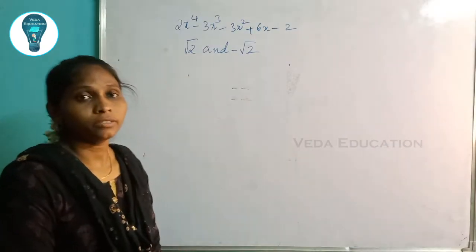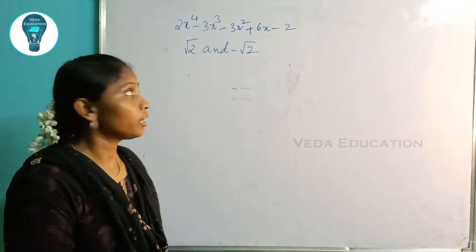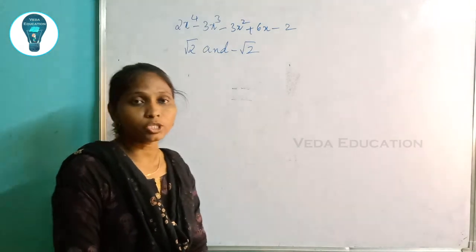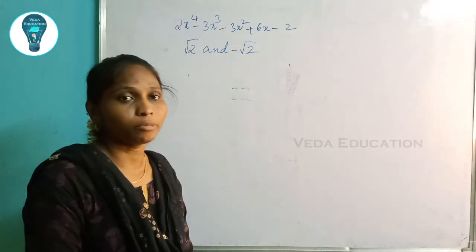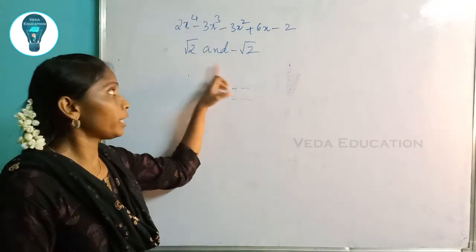Now another question they gave us, that is a fourth degree polynomial, that is a multinomial. So 2x to the power of 4 minus 3x cube minus 3x square plus 6x minus 2. This is our fourth degree polynomial, and they gave us two other zeros, those are root 2 and minus root 2.